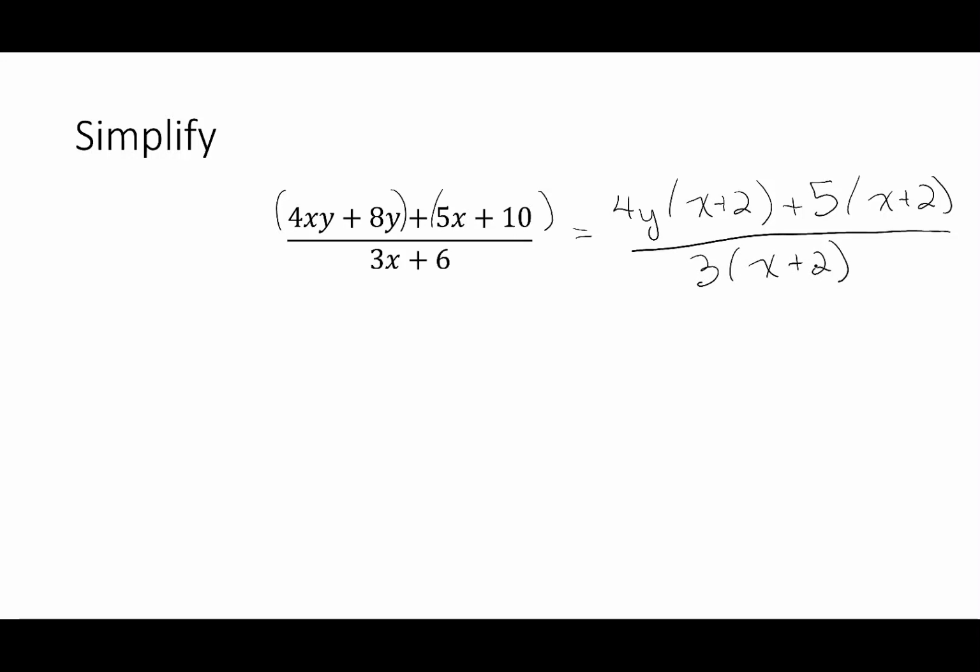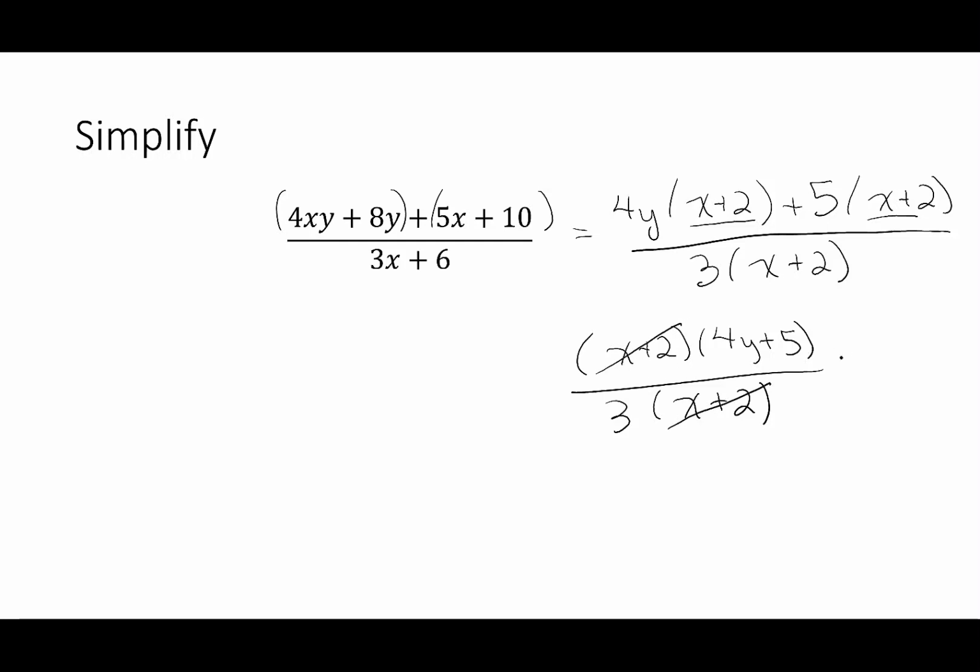Before you start canceling the x plus 2, we need to do one more step of simplification in the numerator. I have a common x plus 2 to both terms that I factor out. When I factor out the x plus 2, I get 4y plus 5 over 3 times x plus 2. Now I can see a common factor. Again, remember, we only cancel things that are being multiplied. So I cancel x plus 2, I cancel x plus 2, I have 4y plus 5 over 3.